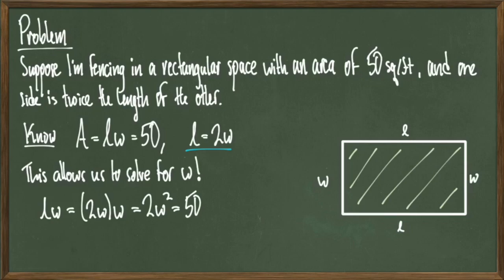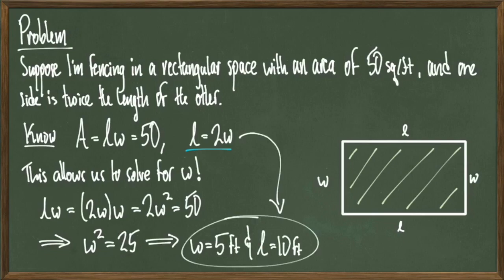Now I'm going to zoom in on the equation 2W squared equals 50. So to solve for W, I can divide both sides of this new equation by 2, giving me W squared equals 25, and then taking the square root of 25 gives me an answer of W equals 5 feet. Now that I know the value of W, I can find out the value for L because L equals 2 times W. Therefore, L is going to equal 10 feet. Thus, I have my length and my width of this rectangle, and I'm done.